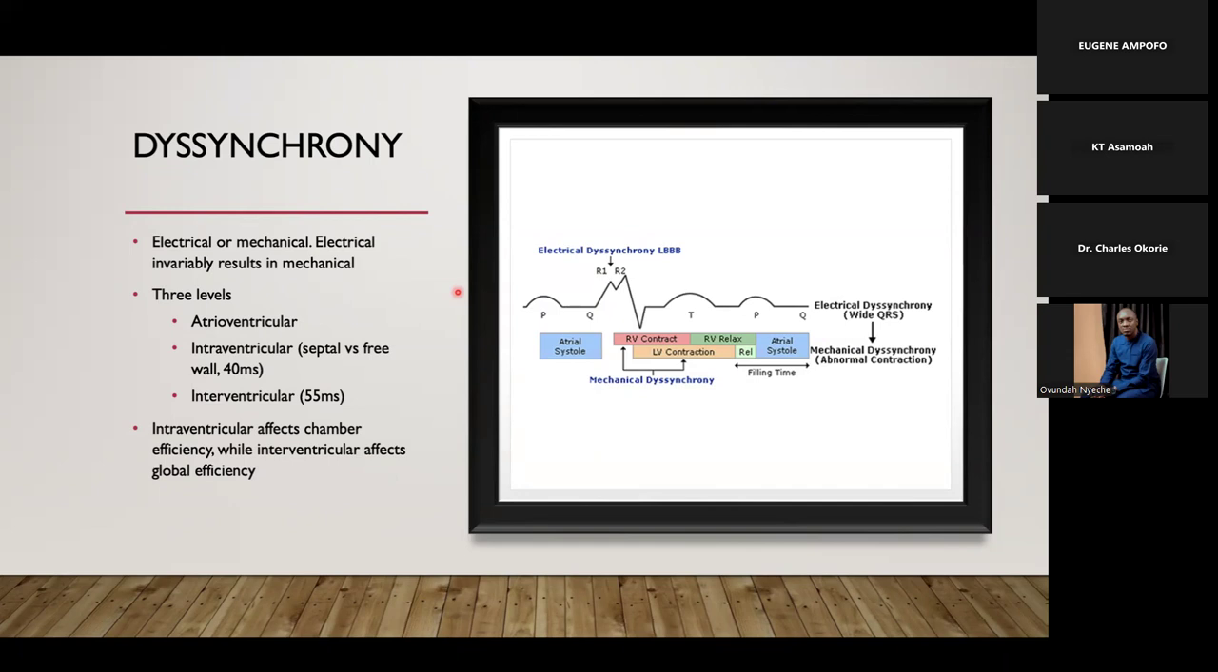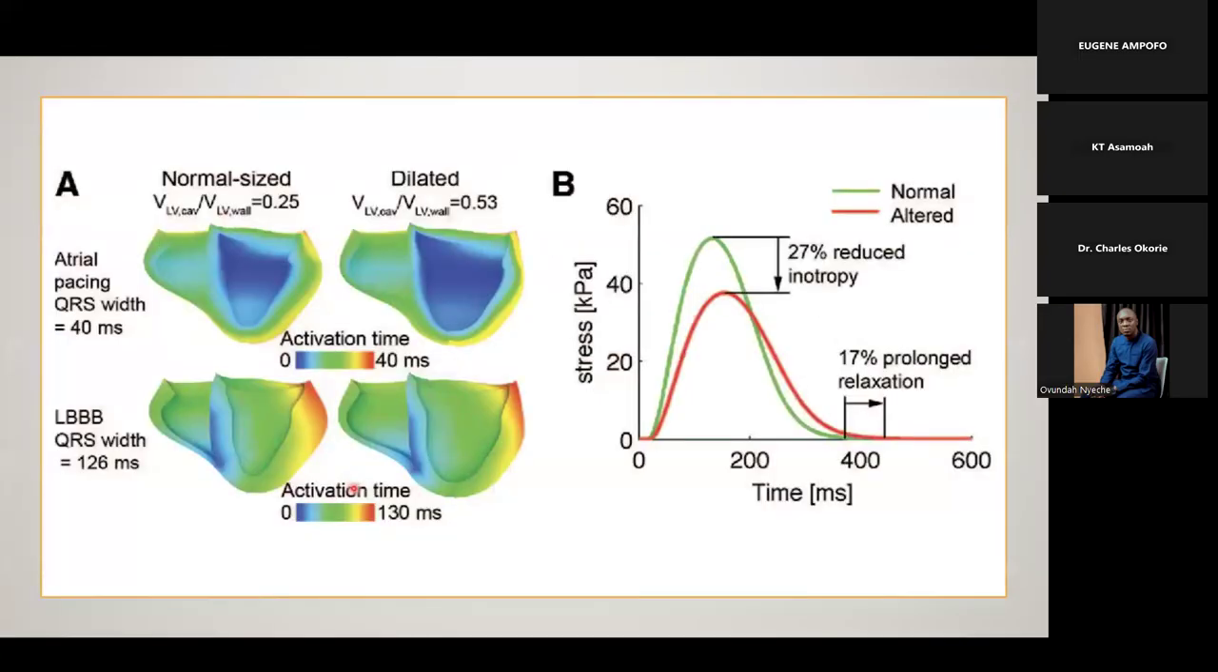And so that will end up resulting in increased LV end systolic volumes, which will culminate in higher LV end diastolic pressure, increased myocardial wall stress, cause prolongation of mitral regurgitation even into diastole, and ultimately culminate in poor quality of life. So that is intraventricular. Then we have interventricular between the RV and the LV. So that is what has been described over here. So these are the levels of desynchrony that we have.